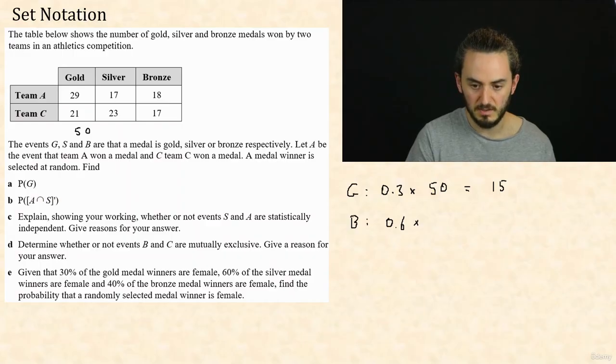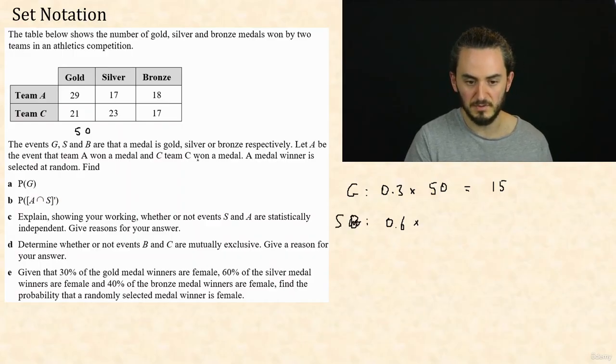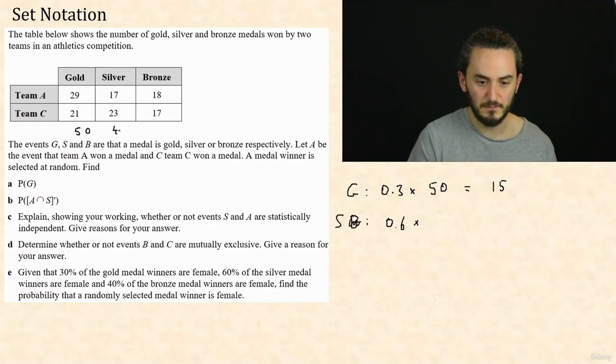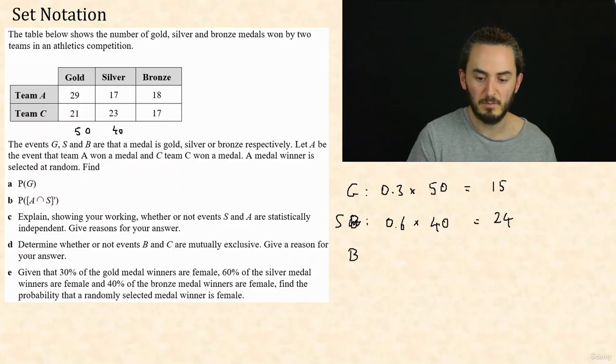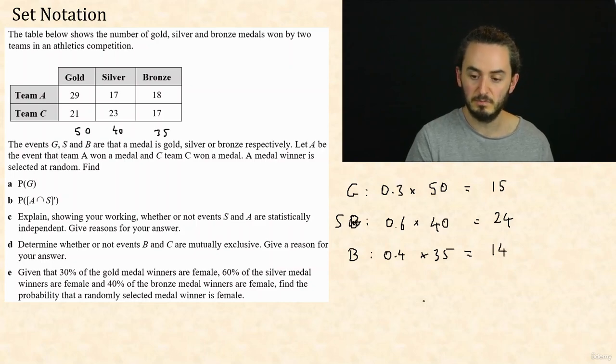What did I put? B. I mean S for silver: gold, silver, bronze. Add these together and it's 40. So it's 60% of 40, which is 24. So there were 24 female silver medal winners. And for bronze, well, 40% of the bronze medal winners, and there were, well, add these together, it's 35. So 40% of 35 is 14. And so that's the number of female bronze medal winners.